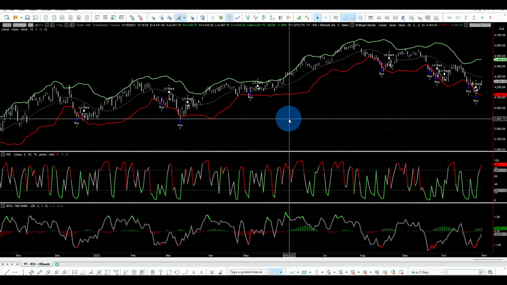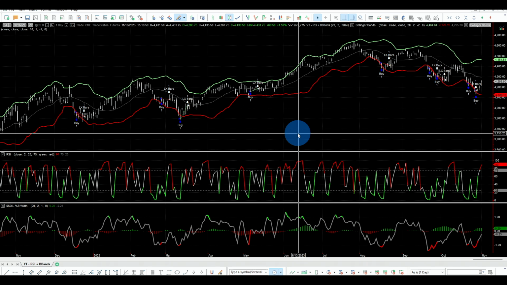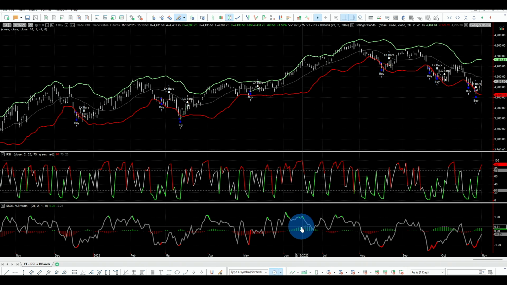In order to see if the RSI and Bollinger Bands work together, we need to test each one separately. So we will test the RSI2 signal with the Bollinger Bands as a filter.